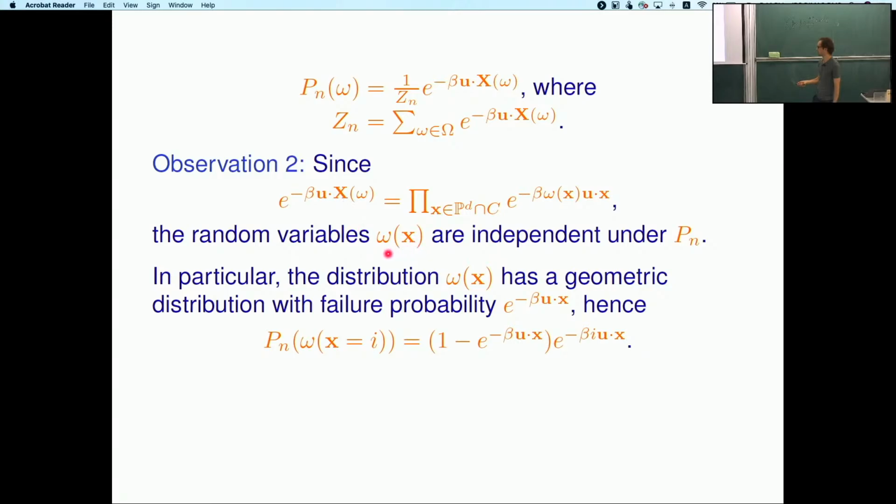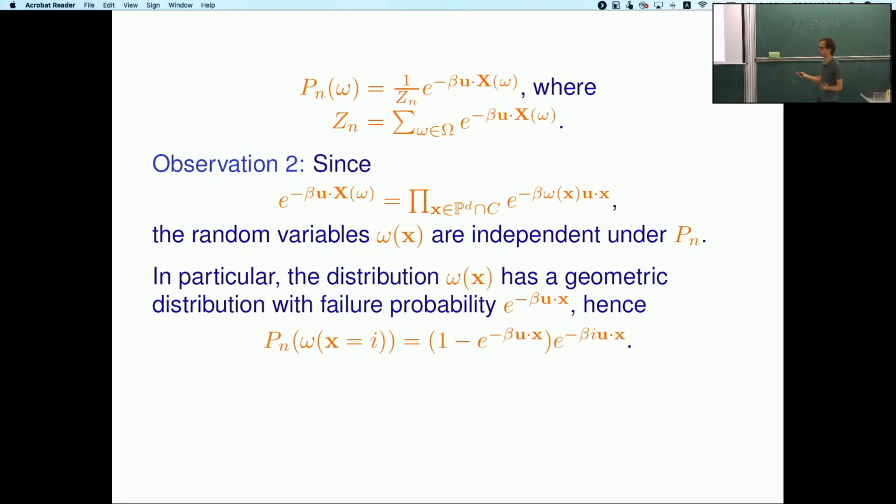This gives you some distribution, this gives you a random variable omega of x, and these are independent. For the distribution Q of n that we're actually interested in, really the big problem is that these are not independent random variables. If you know what the evaluation of a function is at a given point x, this tells you a lot of information about what its evaluation is at different points.